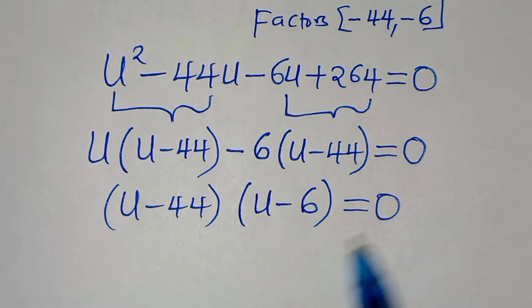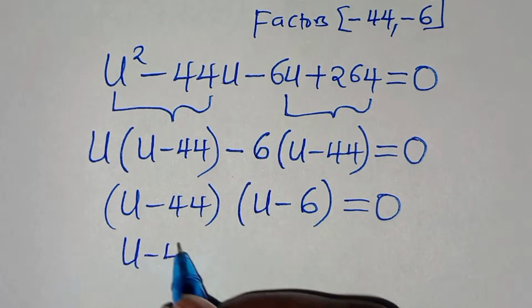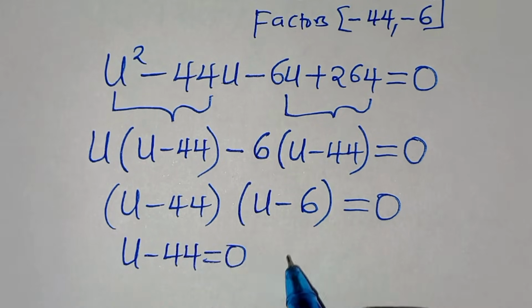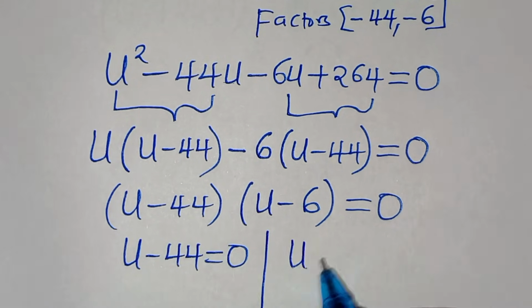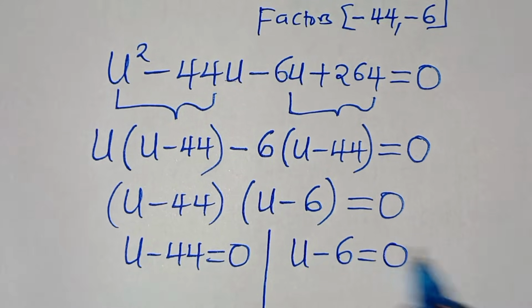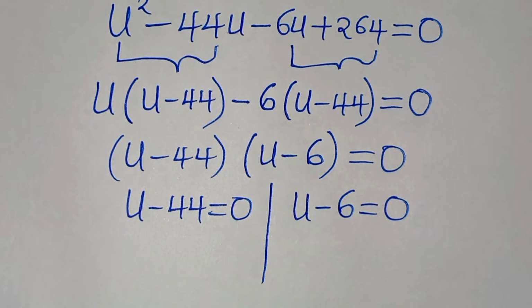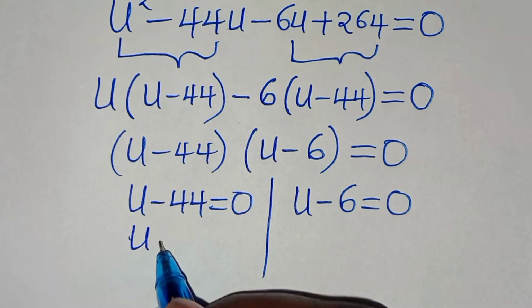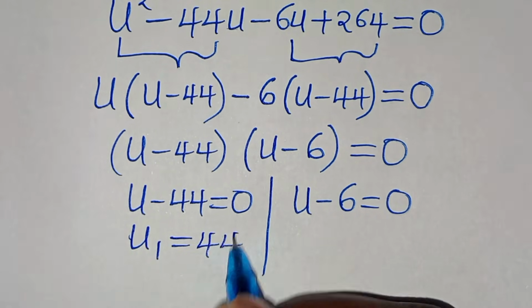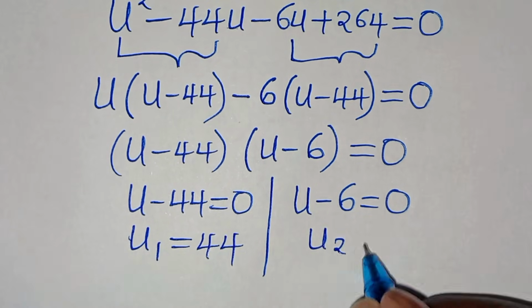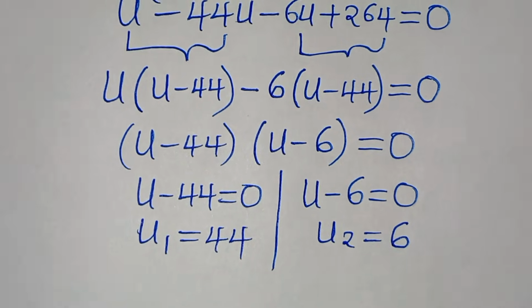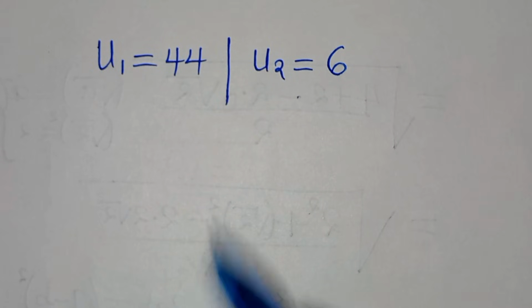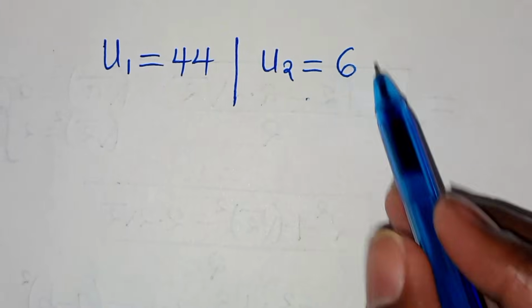So we have got two parts here. We have u minus 44, this is equal to 0. And we have u minus 6, this is equal to 0. So this means that u1 is equal to 44 and u2 is equal to 6. u1 is 44, u2 is 6.